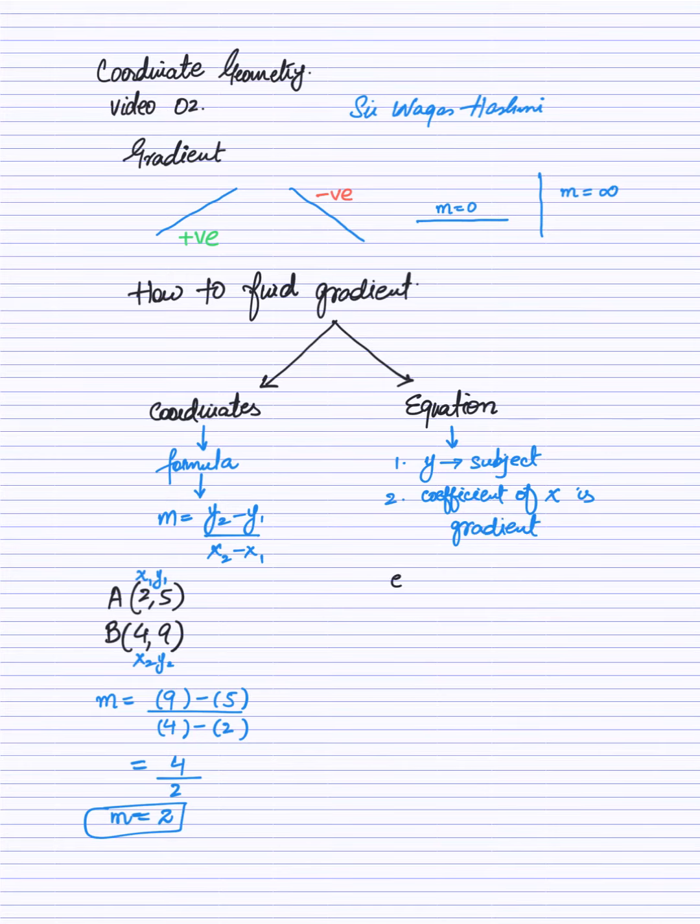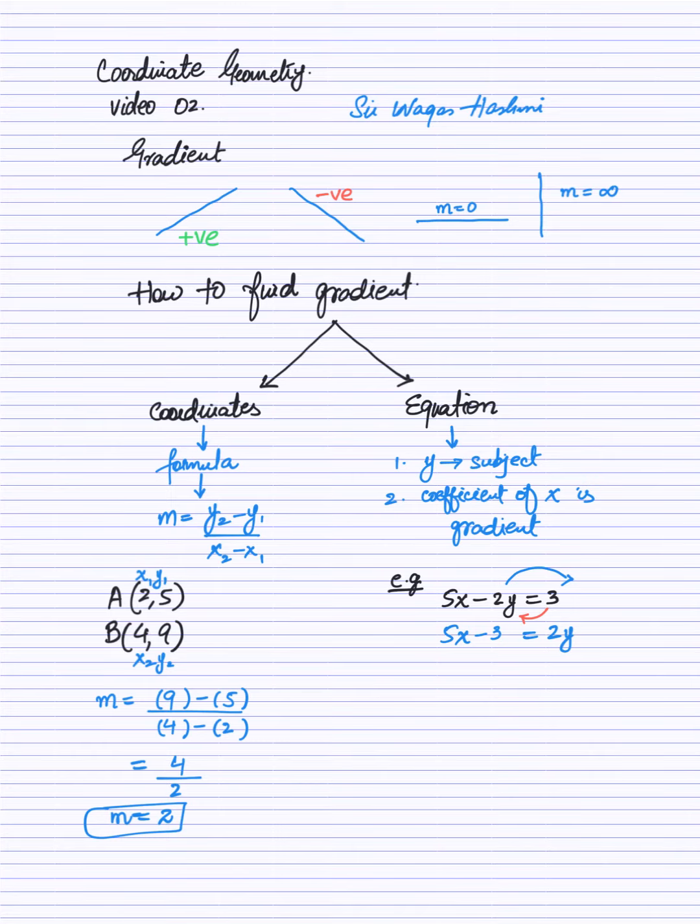Now let's take an example here. Let's say we have an equation 5x minus 2y equals 3. So I need to find out the gradient here, and the first step is that y should be the subject of this equation. So first I need to make y the subject. For that purpose I will shift 2y to the right side. So it will be 5x equals 2y on the right side, it will be positive 2y. And when you shift positive 3 to the left side, it will be negative 3.